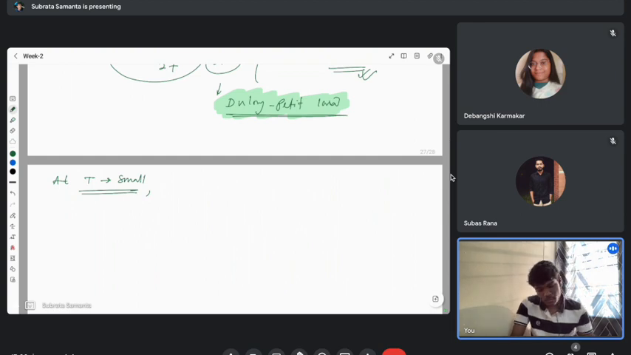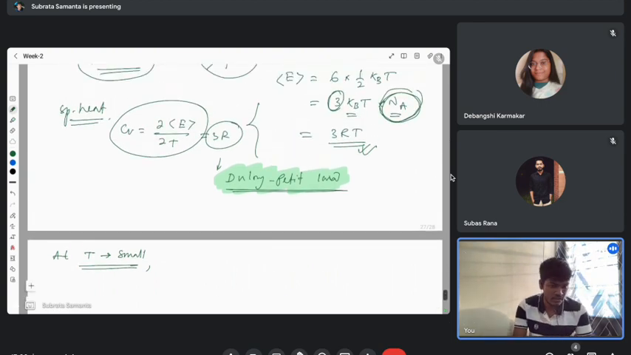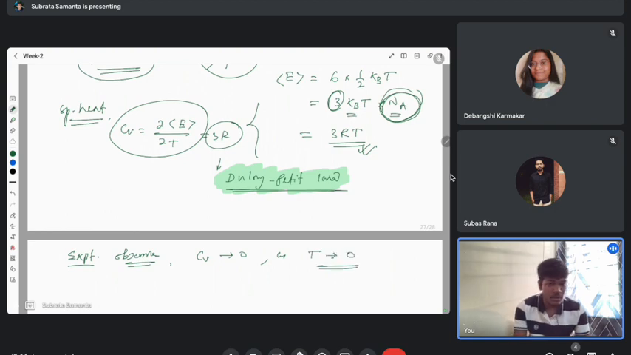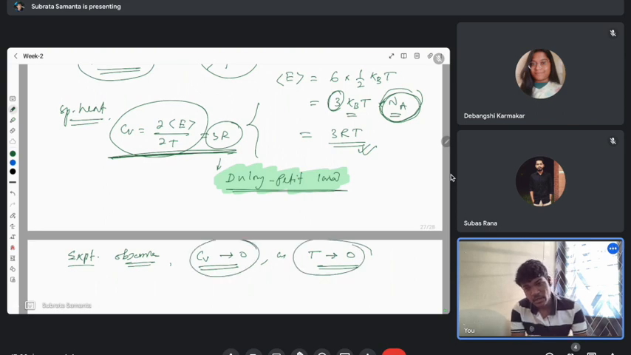Okay, so we know that at low temperatures the physics might be different, right? But experimentally we observe that C_V must go to 0 as T goes to 0, right? So if the temperature goes to 0, C_V must go to 0. But from these equations, you cannot tell that as T goes to 0, C_V goes to 0, because C_V is a constant. There is no temperature dependence. But experimentally we observe this.